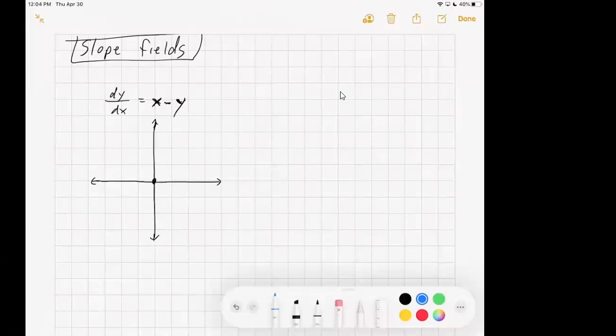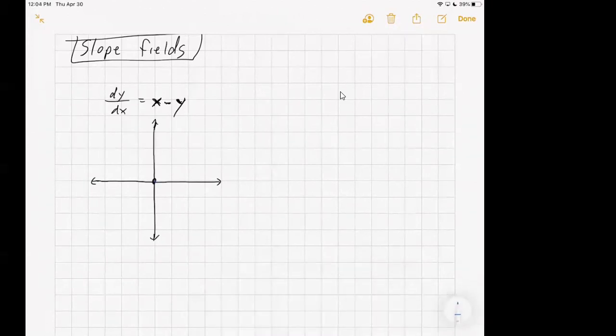All right, so if I wanted to figure out what this looks like, I need to pick a starting place and then just work up and down from there. So let's start at (0, 0). If you were to look at x equals 0, y equals 0, right at the origin, dy/dx would be 0 minus 0, which is 0. So what we want to do is draw a little tiny line segment that has a slope of 0.